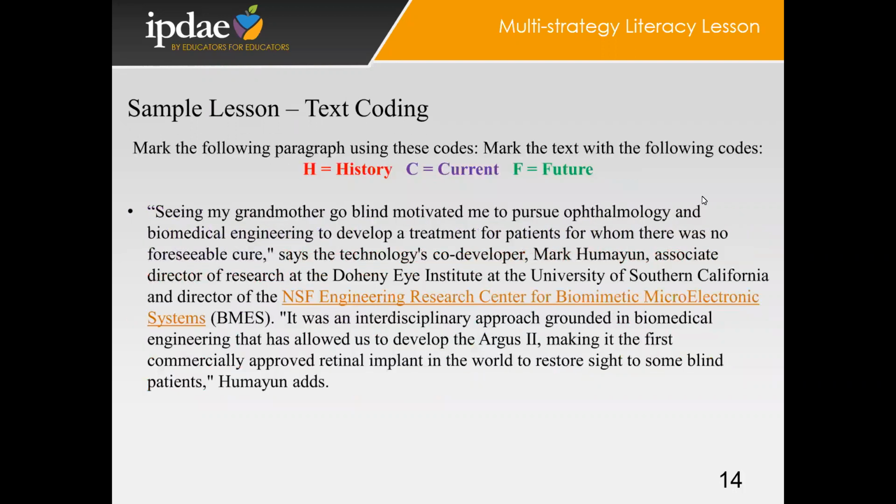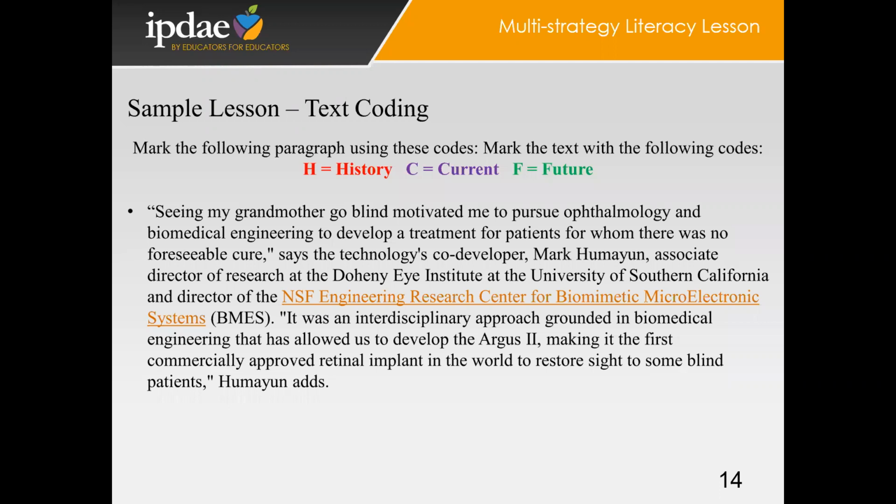So I'm going to share another paragraph, and Lori read part of this with you. What I want you to do is, in the chat, put a word or a phrase that you think makes this aligned with a specific code. So I'll give you an example. Seeing my grandmother go blind motivated. Okay, that's something that happened in the past. So that's history. So I'd say seeing my grandmother go blind motivated me, and I would say equals H or something like that.